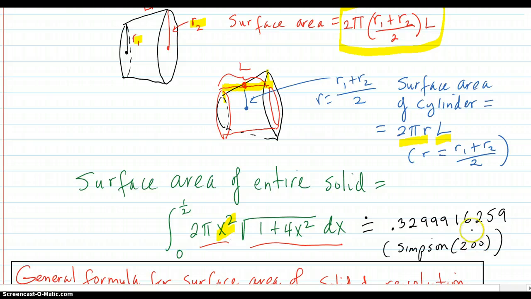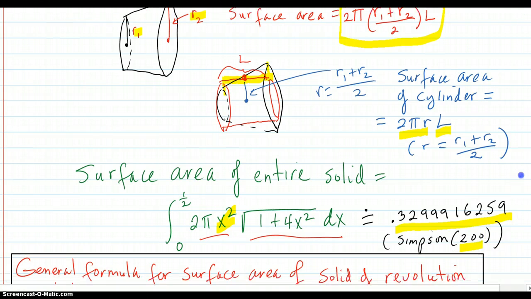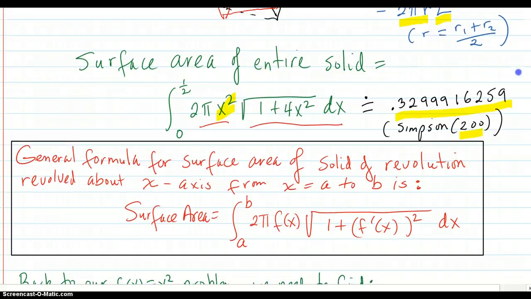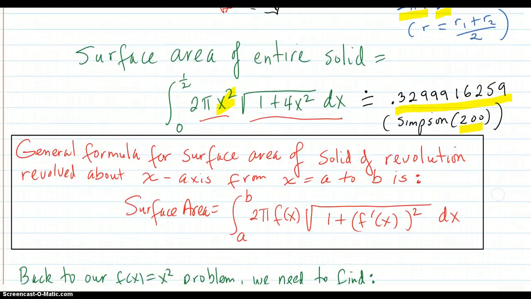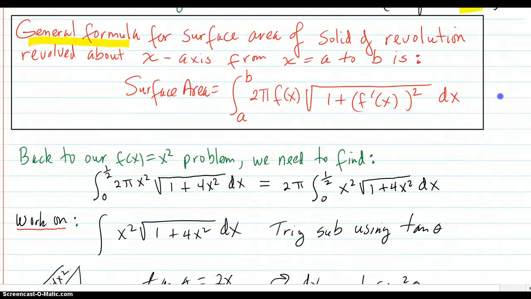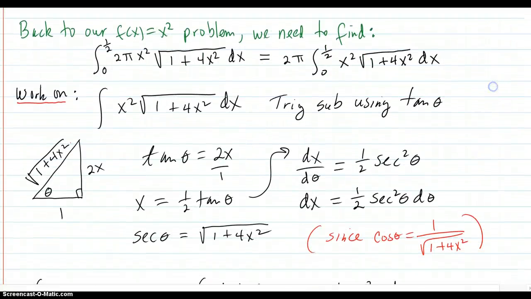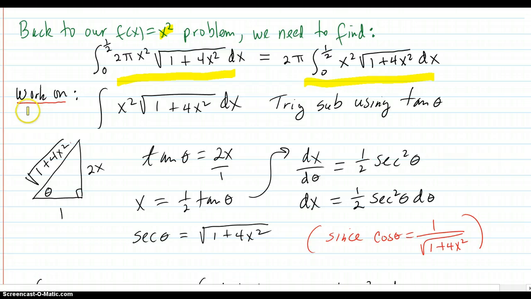Okay, and if you use Simpson 200, that turns out to be this number right here. And we'll see if we do this by hand, if that's the answer we end up getting. So anyway, the general formula is here for a solid of revolution: surface area revolved around the x-axis from A to B. So back to our problem. f of x equals x squared. Here's our particular problem, factored out the 2 pi. And now we're just working on this integral here. Use trig substitution. Set up your diagram.